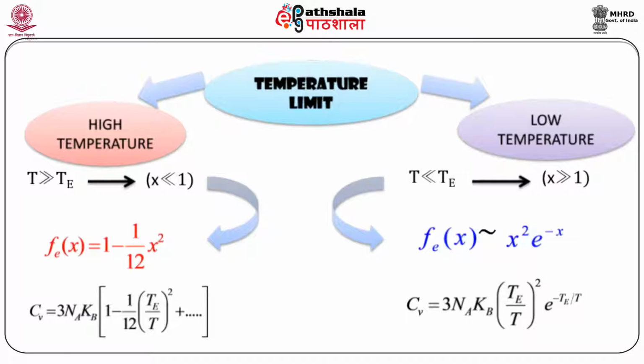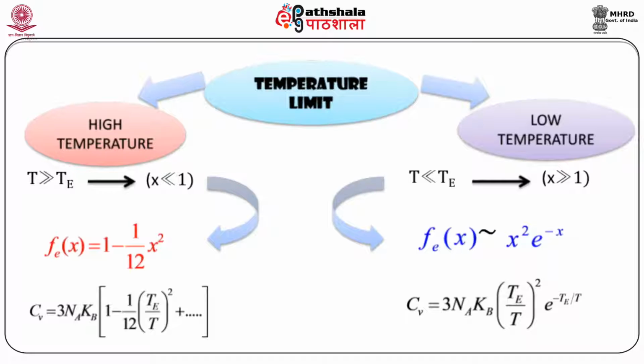In the high temperature limit, that is when T is much more than the Einstein temperature, x is very small, that is x is much less than 1. This gives F_E(x) approximately equal to 1 minus x square by 12, and hence Cv is equal to 3 N_A kB (1 minus 1 by 12 (T_E by T) whole square plus a large number of terms which we ignore). The expression for Cv in the Einstein model then agrees with the classical Dulong-Petit law at very high temperatures.